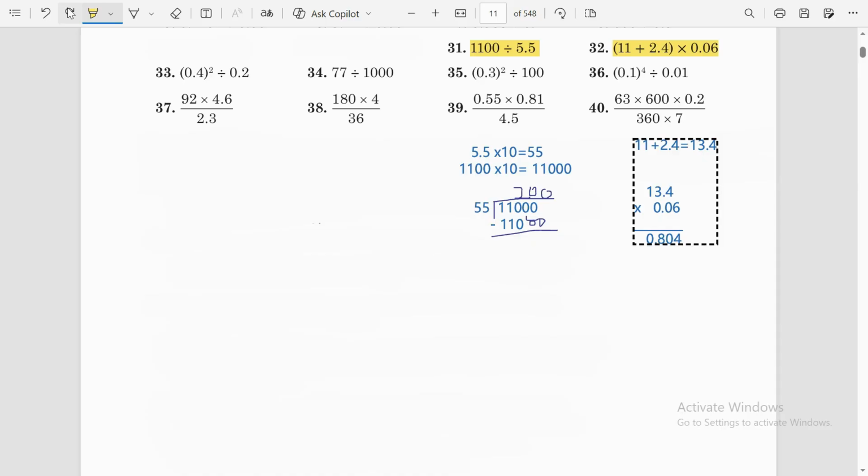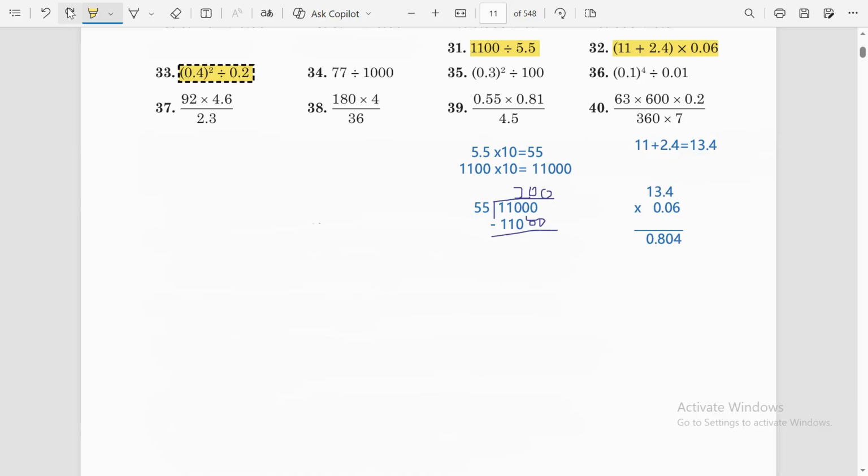The first step is 11 plus 2.4 is equal to 13.4. Then we have to multiply. Ignoring the decimals, we are multiplying 134 by 6, we get 804. Then we'll count the number of decimal places. There are 3 total, and we'll put the decimal counting the digits from the right side to the left, count the 3 digits, and then put the decimal. And the answer is 0.804. Question number 33. 0.4 squared divided by 0.2.